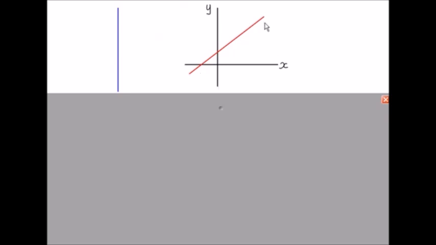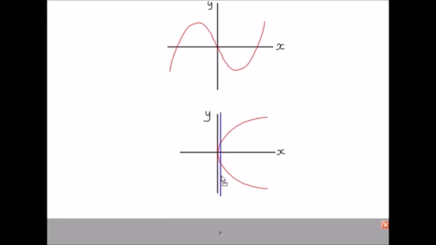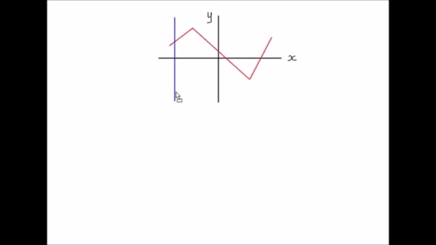So is this a function? Vertical line, only one point of intersection, yes, it's a function. Next example, only one point of intersection between the vertical line that I'm moving here and the graph, so yes, this is a function. Multiple points of intersection, this is not a function. Only one point of intersection, so this is a function.